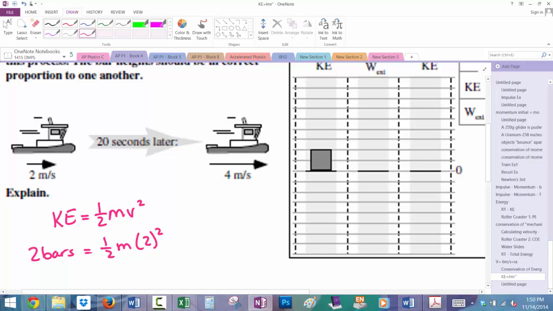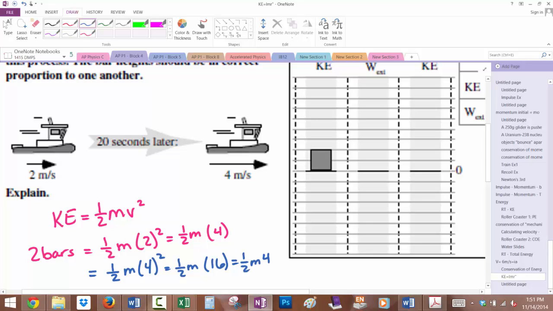Does this statement make sense to you all? There are 2 bars, and that equals 1/2 m times 2 squared. I want to know how many bars are equal to 1/2 m times 4 squared. So this is 1/2 m times 4. Does that make sense? This one is 1/2 m times what? 16, which is really like 1/2 m times 4 times what? 4, is that okay? Yeah.